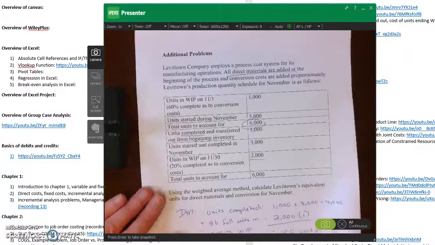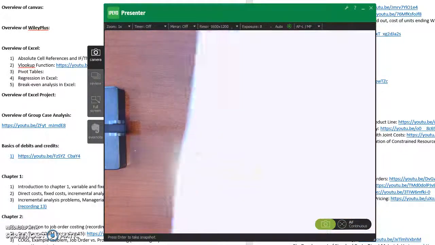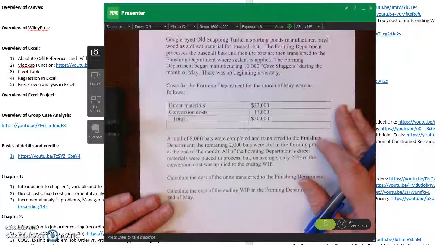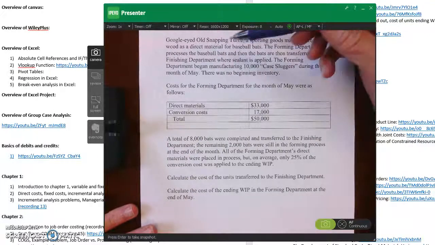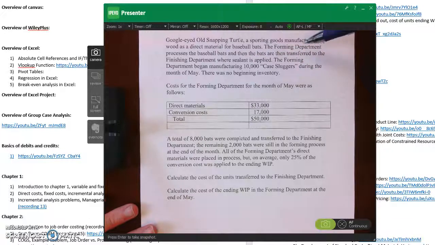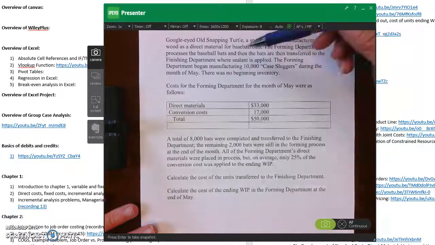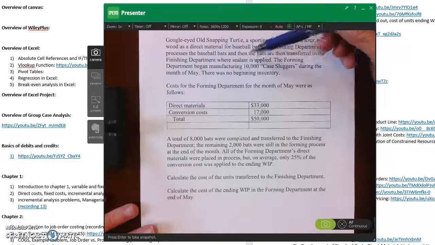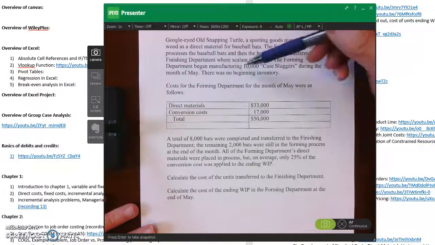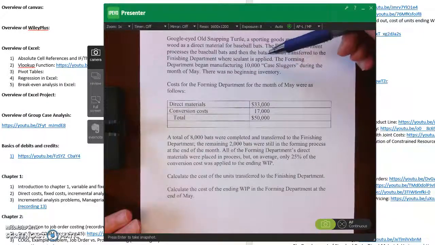Okay? Let's look at the second one. And again, I think with this one, what I would encourage you to do is to stop the lecture video, try to solve this yourself, and then come back and check it. Okay? All right, so I'm going to go ahead and go over it. So it says our company is a sporting goods manufacturer, buys wood as the direct materials for baseball bats. They have a forming department that processes the baseball bats, and then bats are transferred to the finishing department. So we have a forming department and a finishing department. And the finishing department is where they add some sealant.